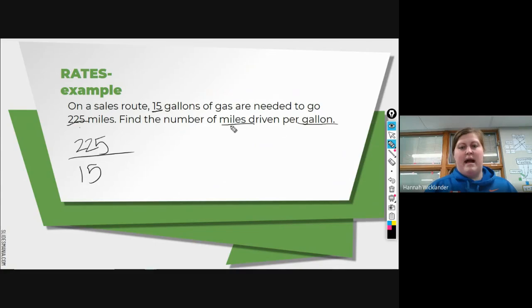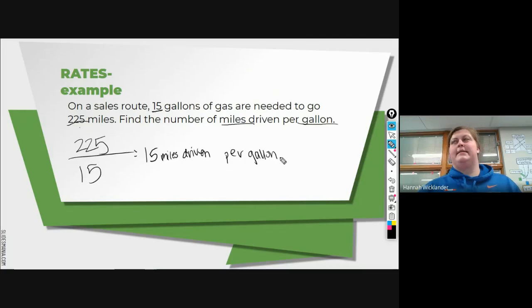Now to find the number of miles driven per gallon, once again, I'm just going to take my top number, hit the division sign, and then enter my bottom number. 225 divided by 15 gives me 15. So 15 gallons of gas will give you 15 miles driven per gallon. Okay, so I'm just finding out what the sentence is asking.